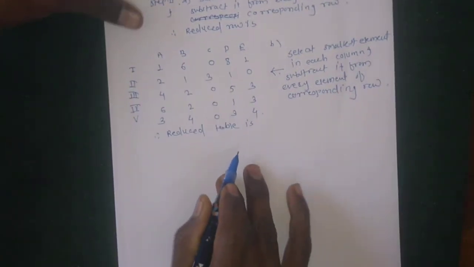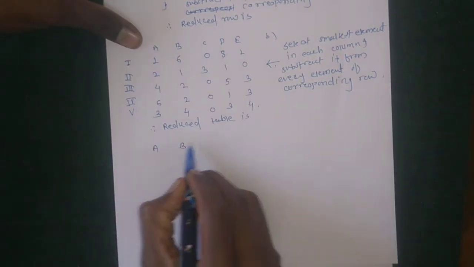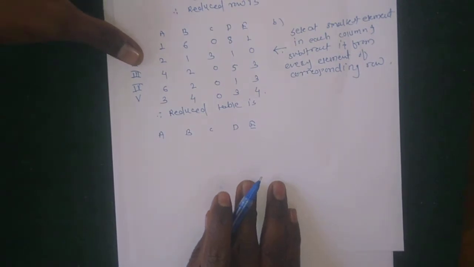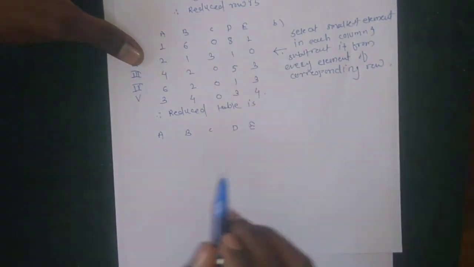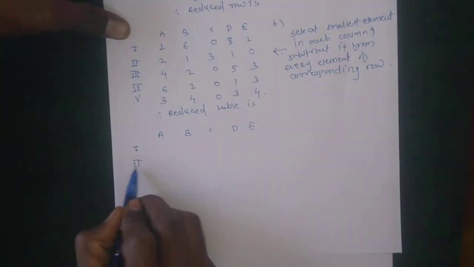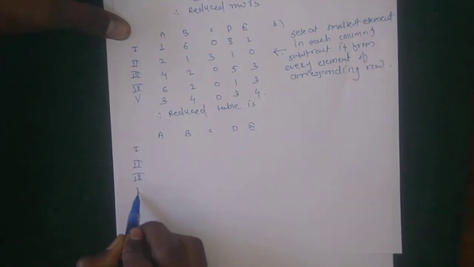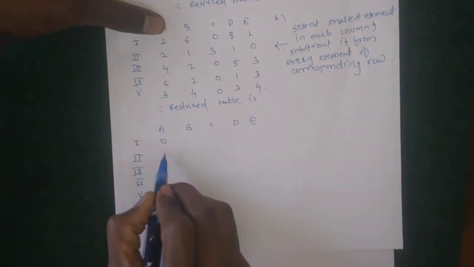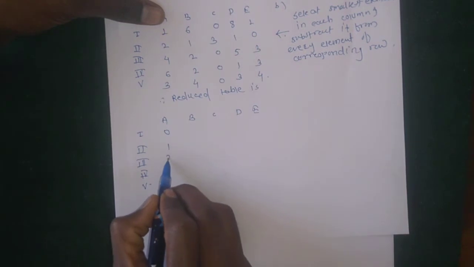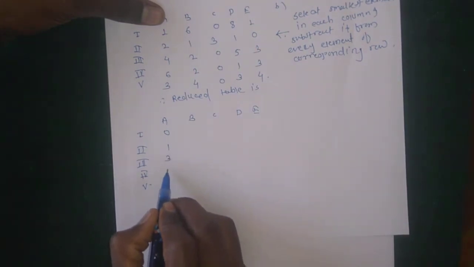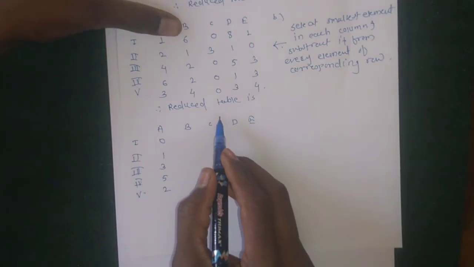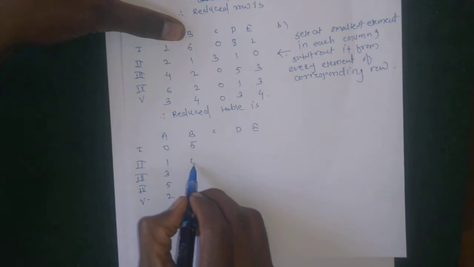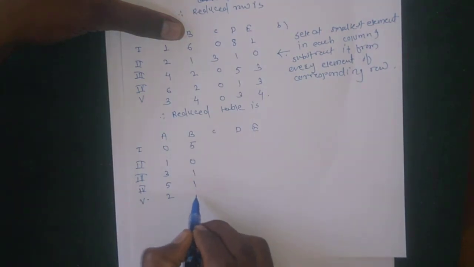In the first column the smallest element is 1, in the second column the smallest element is also 1, in the third column the smallest element is 0, then 1 and 0. Okay, so subtract it from each element of the respective column. Therefore after subtracting 1 from every element, 1 minus 1 is 0, 2 minus 1 is 1, then 3, then 6 minus 1 is 5, then 2. Okay, so next, 1 is the smallest element in this column, so here 5, 0, 1 and 3.